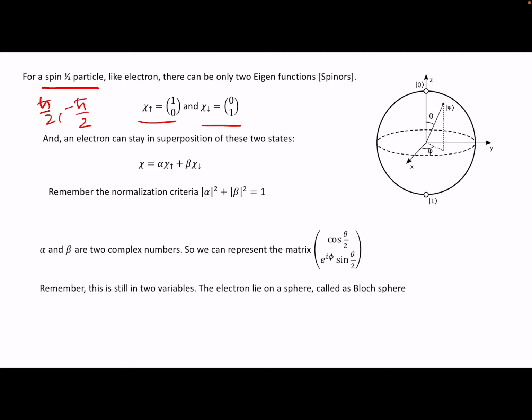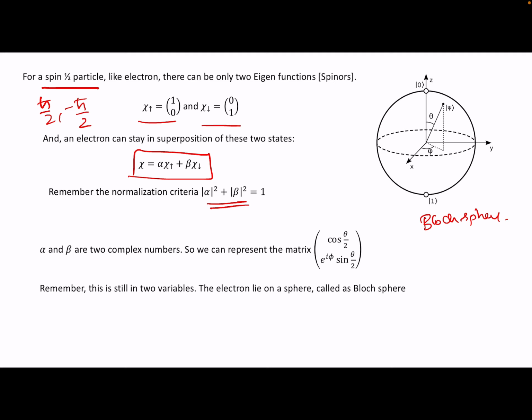When there are two eigenfunctions, the spin wave function of any electron can obviously take the superposition state, which has chi as alpha chi up arrow, up spin, plus beta chi down spin. Remember, the normalization criterion tells you that alpha square plus beta square is always equal to 1. So basically you have two variables and the sum of their squares should be equal to 1, right? And alpha and beta can be complex variables. So you can actually represent them on top of a sphere as shown here. This sphere is called the Bloch sphere.